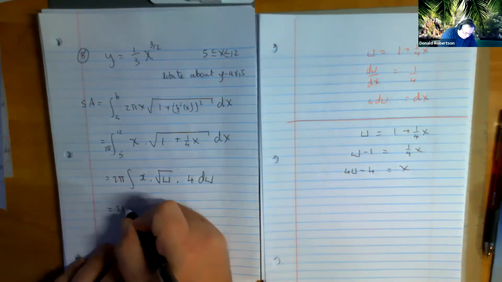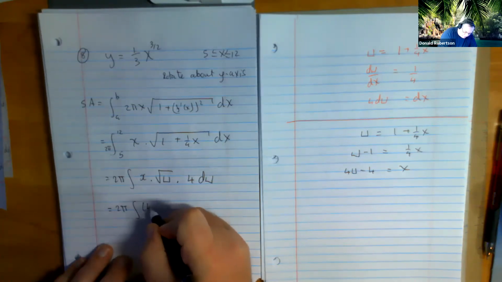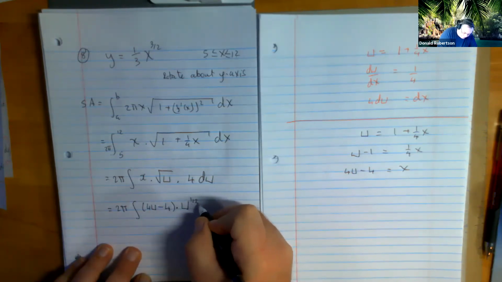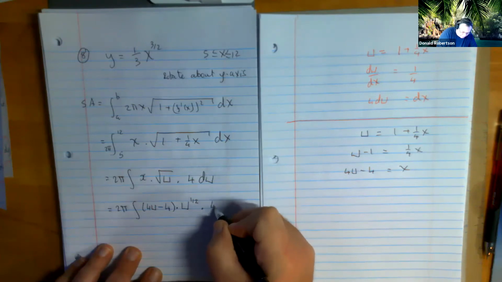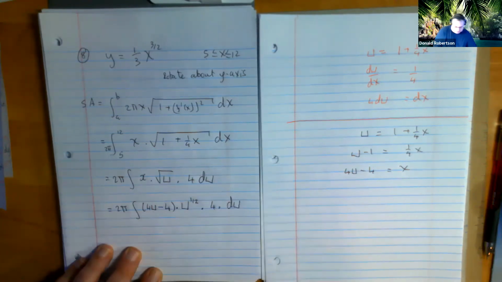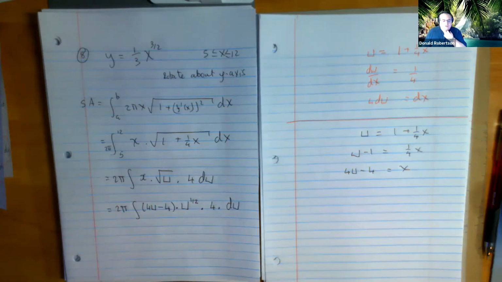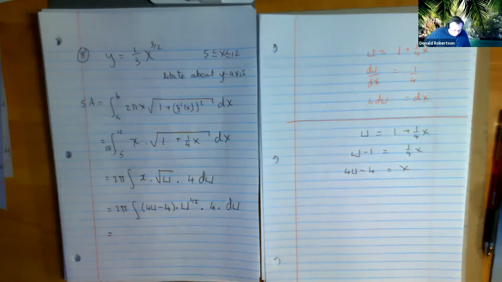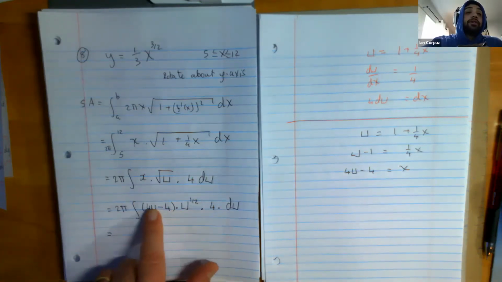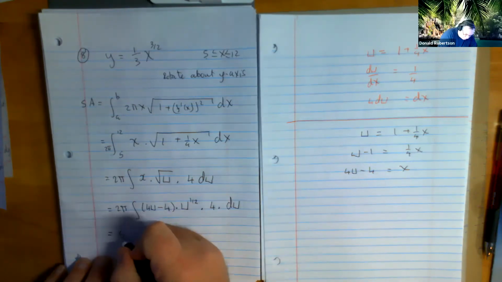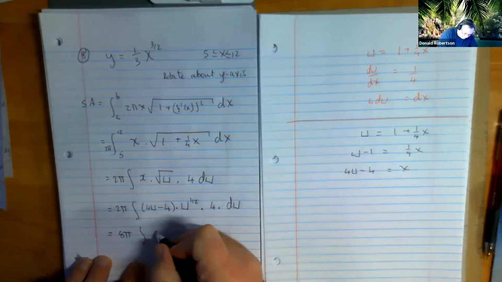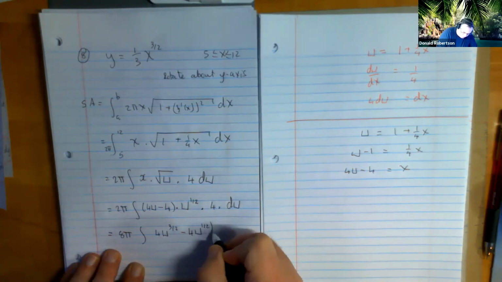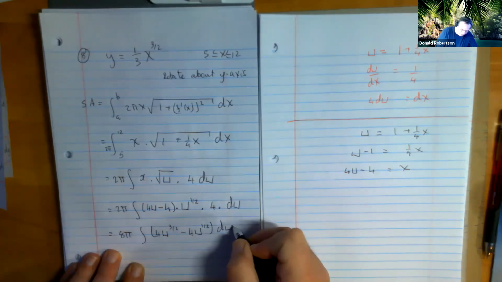So we now have 2 pi times 4u take away 4. I'm going to turn the square root into a half power. And I don't know why I've still got that 4, but I guess I have. du. What do I do next? Take the 4 out and distribute the u. Okay, so if I take the 4 out, it goes over there. If I distribute the u, we get to this stage here.